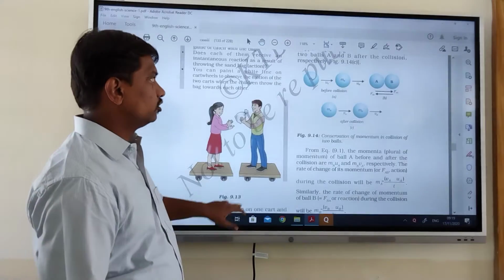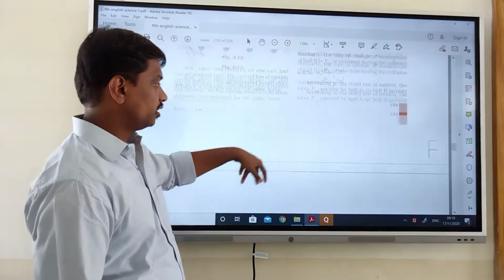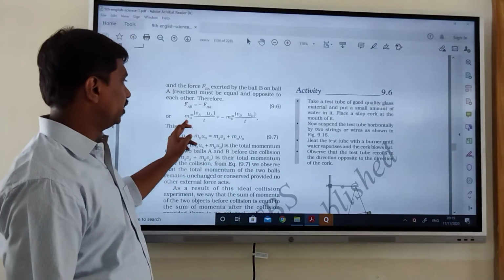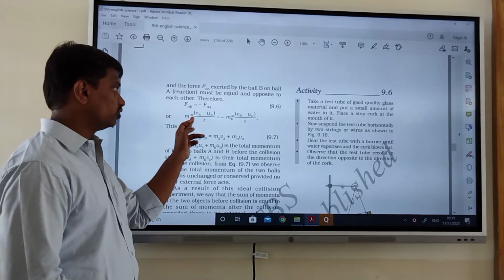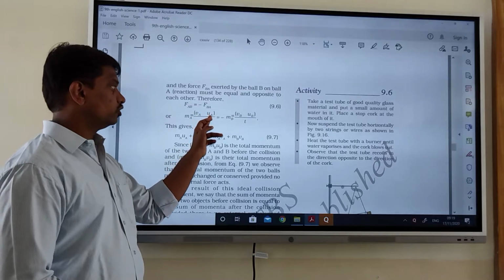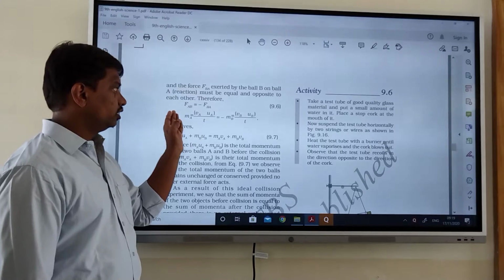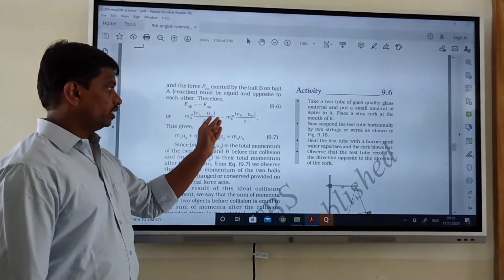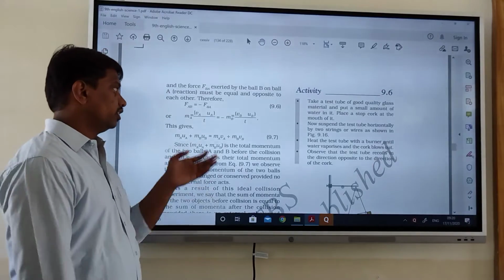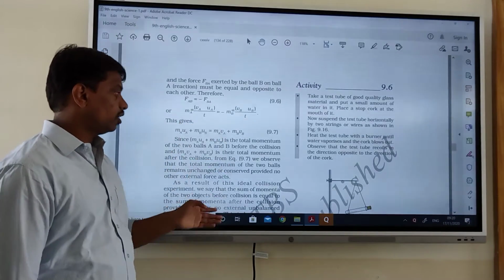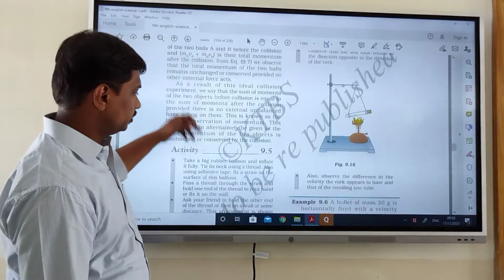So the law of conservation of momentum is there. Just remember this formula. The mass of object A into the final velocity minus the initial velocity of object A, divided by t, is equal to the opposite. This is the positive and this is the negative. This is one type of equation for the third law of motion. So remember this formula. It will help in the upcoming problem session.